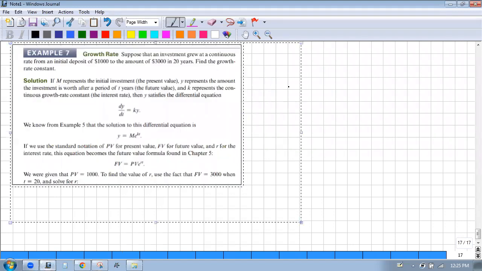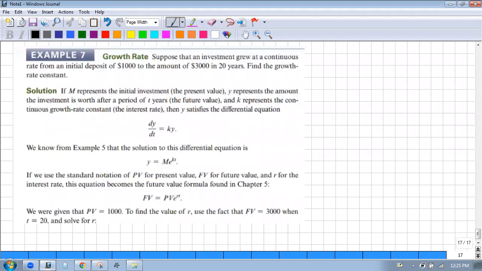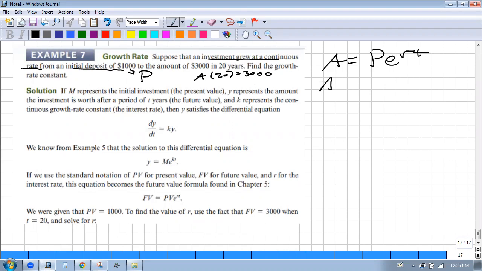Growth rate. Suppose an investment grew at a continuous rate from an initial deposit of $1,000. That's our principal, right? To the amount of 3,000 in 20 years. That's saying the amount in 20 years is 3,000. Okay, so since they already told us what P is, we have Pe^(rt). We need to figure out what r is. We can use this information to figure out what r is, right? This told us what P was. This is going to tell us what r is.